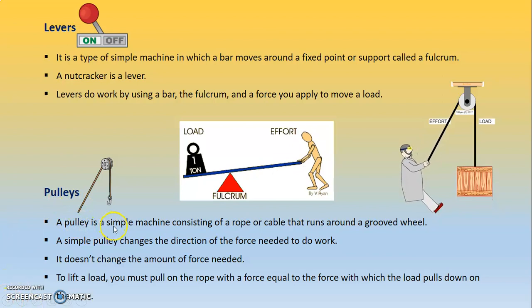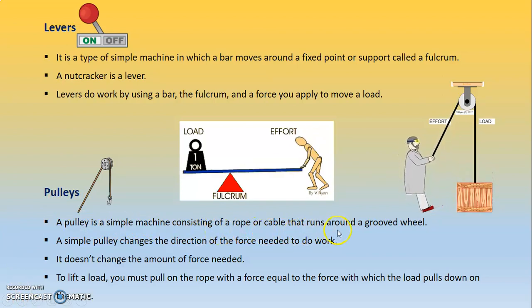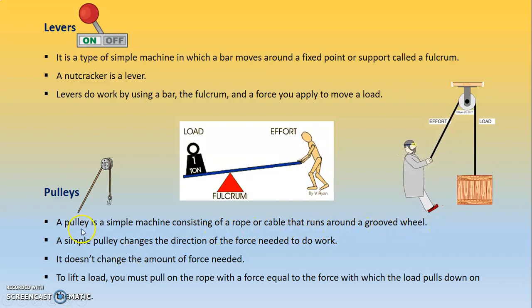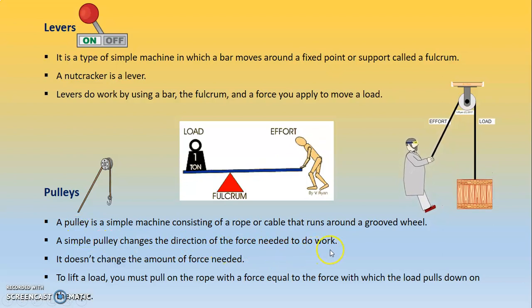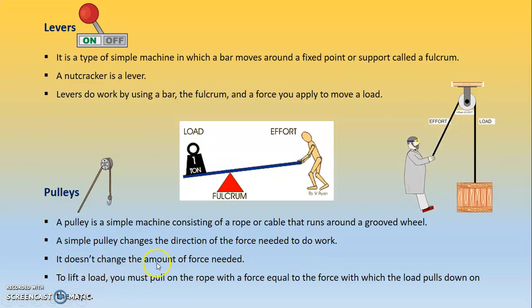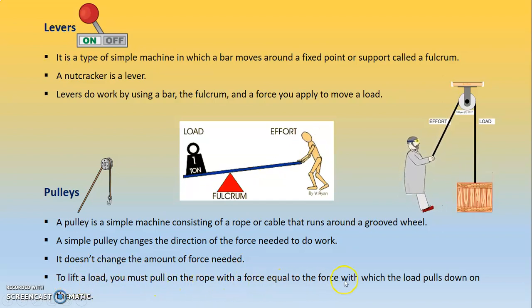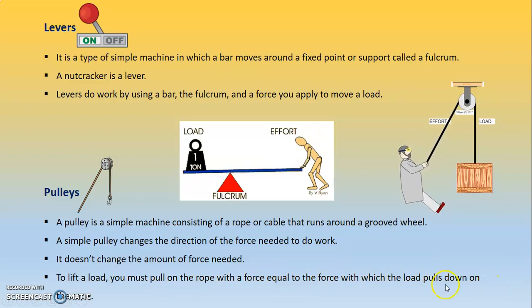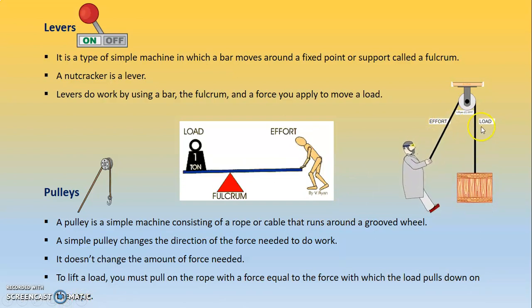pulleys. A pulley is a simple machine consisting of a rope or cable that runs around a grooved wheel. A simple pulley changes the direction of the force needed to do work. It doesn't change the amount of force needed. To lift the load, you must pull on the rope with a force equal to the force with which the load pulls down on the rope. Look, here we can see the effort and the load. Very good.